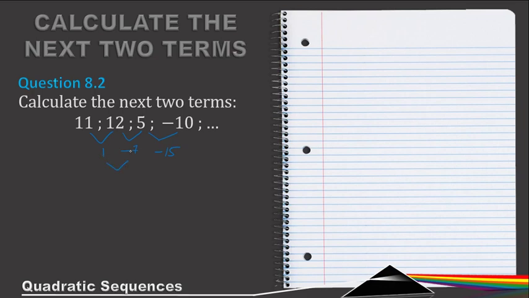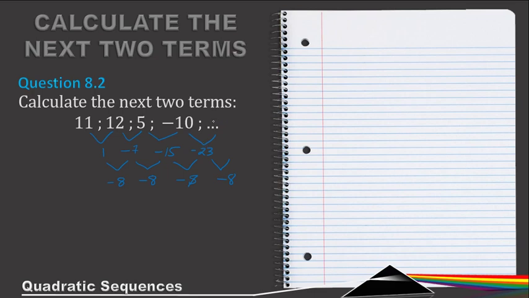So from 1 to negative 7, it's negative 8. And then from negative 7 to negative 15 is also negative 8. So the second common difference is negative 8. Going on, we have to subtract another 8 from negative 15. So negative 15 minus 8 will give us negative 23. And then subtract another 8 here.